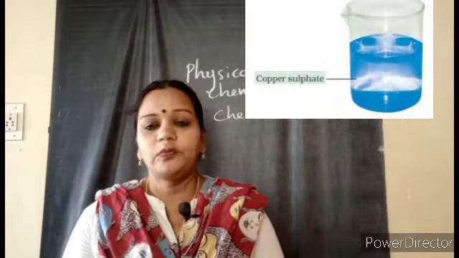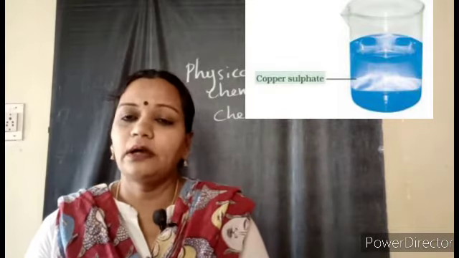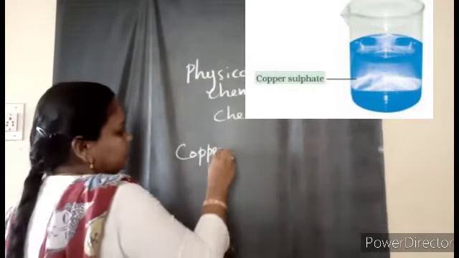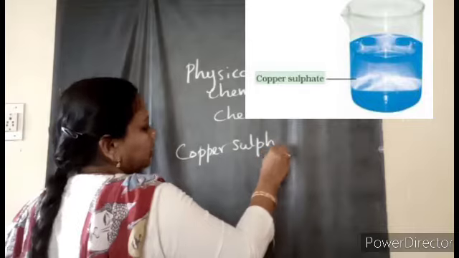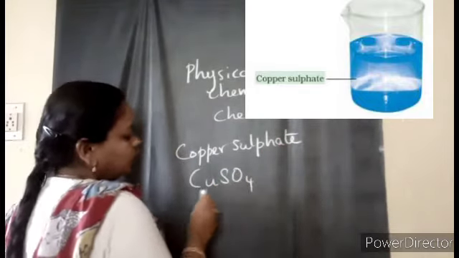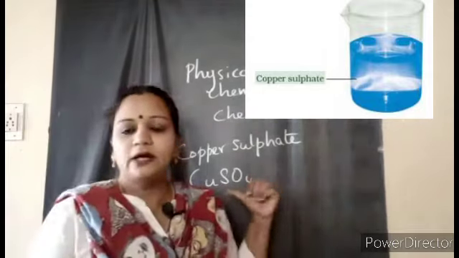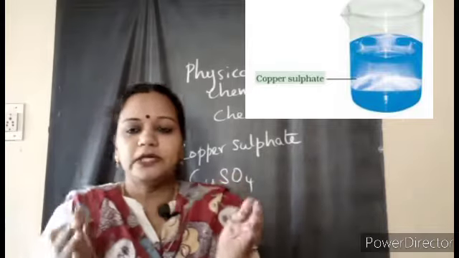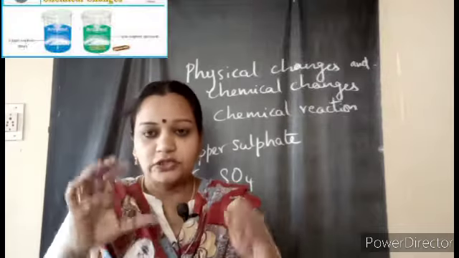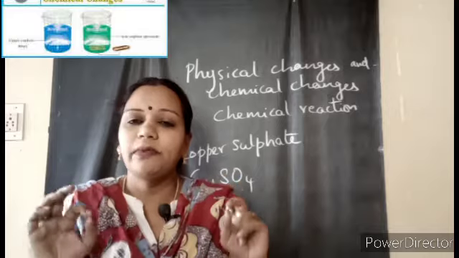Copper sulfate solution is taken in a beaker. So in a beaker we will take copper sulfate. By now you all know the chemical formula. Copper sulfate is a compound. In this, copper, sulfur and oxygen are combined and copper sulfate is formed. So in the beaker, as shown in the figure, copper sulfate is taken, and the solution has a bright blue color.